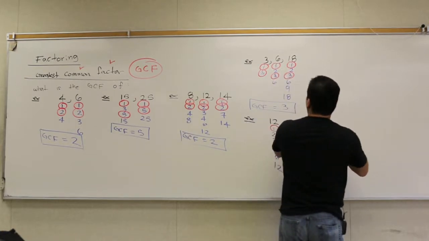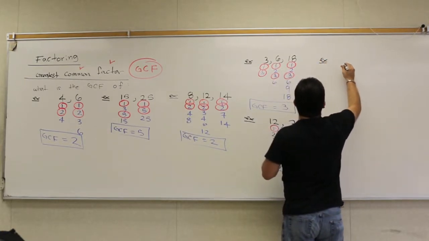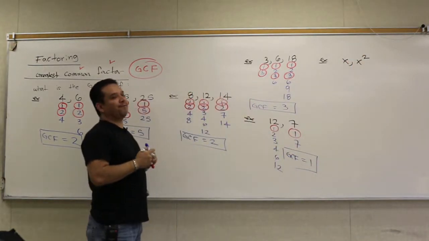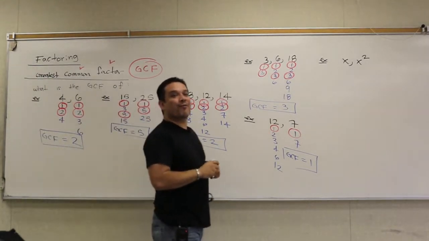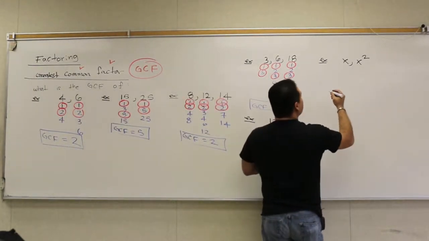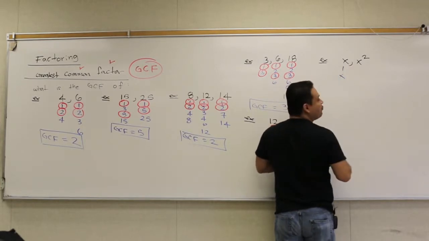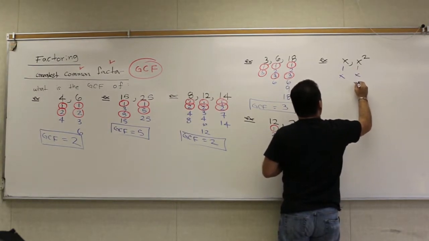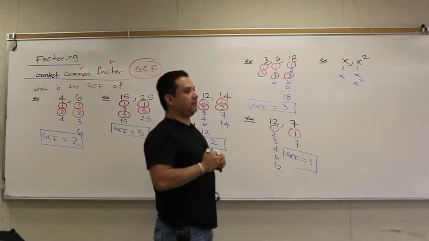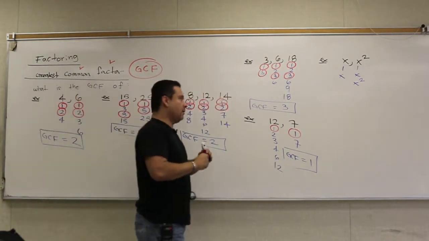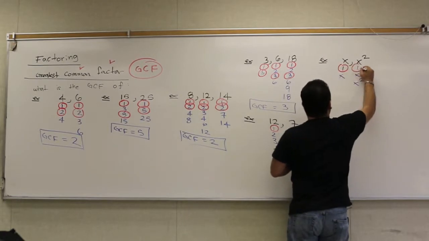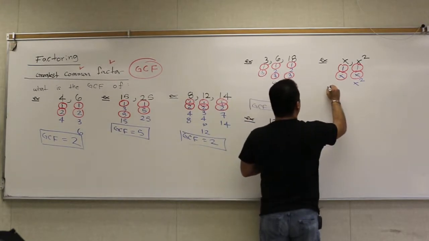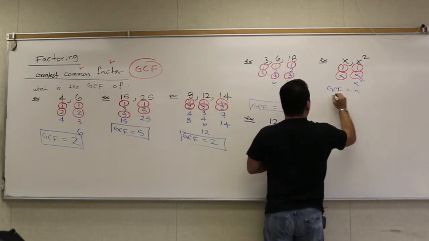Okay, how about this example? How about if they say, what's the greatest common factor of x and x squared? Let's go through the process. What are the factors of x? 1 and x. Isn't that in your notes? What about x squared? 1, x, and what? X squared. Circle the common factors. What do you guys think? So the greatest common factor here is what? That's just x.